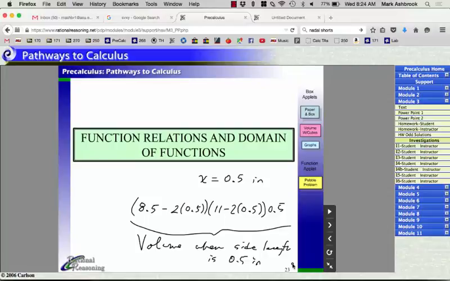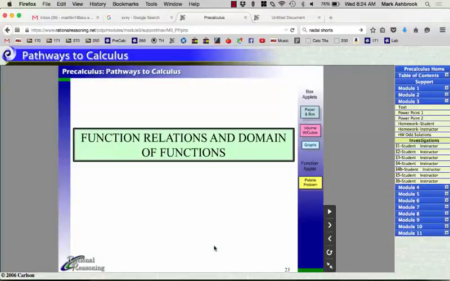Okay, so let's talk about functions. Functions are a very powerful tool in mathematics, a relationship of two quantities, two changing quantities, okay?